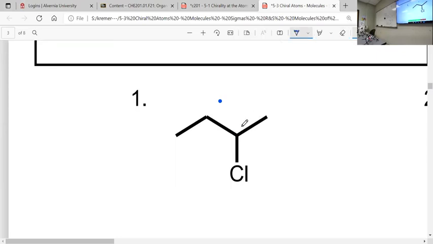Is this a sigma? Good. It's not a sigma. You would need a chlorine off to here, wouldn't you? You need a chlorine somewhere over there to balance the other chlorine. No sigma here. No sigma. So you know about sigmas.